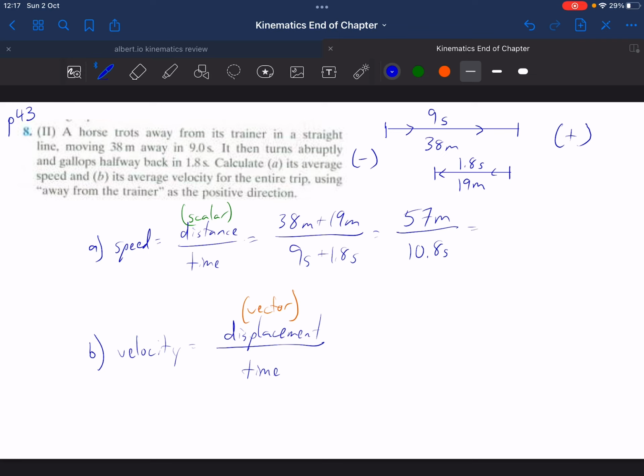Okay, so if we put that into our calculator, we get about 5.3 meters per second, average speed.